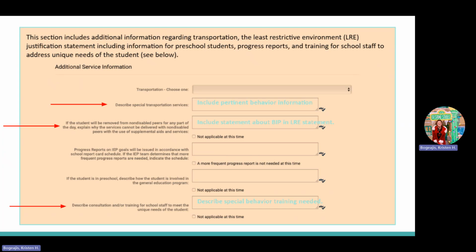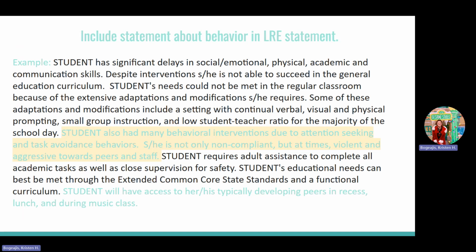Describe consultation and/or training for school staff to meet the unique needs of the student. Describe special behavioral training needs. This may be an appropriate place to mention that school staff need to be within an arm's length of the student. You want to make sure that they have the appropriate measures of support in order to meet the unique needs of the student. So you want to make sure that you have that in there.